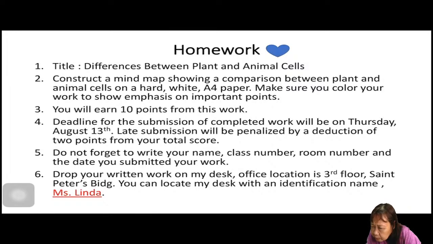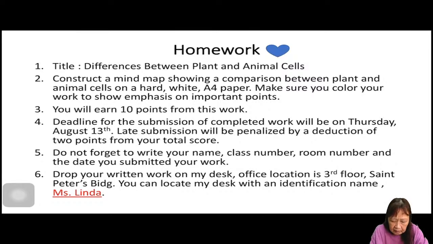Can I write in the iPad and print it out? No, because this one is writing. You get me? I need to see you write with a pen on a hard A4 paper. It cannot be printed. It has to be handwritten. That's why it's called writing test.